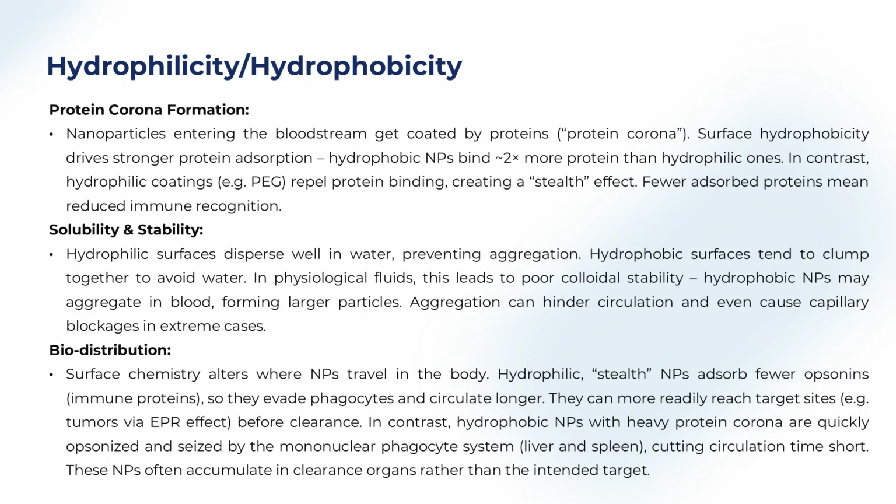The biodistribution will also differ. Surface chemistry alters where nanoparticles travel in the body. Hydrophilic stealth nanoparticles absorb fewer opsonins, so they evade phagocytes and circulate longer. They can more readily reach target sites before clearance. In contrast, hydrophobic nanoparticles with a heavy protein corona are quickly opsonized and seized by the mononuclear phagocyte system. These nanoparticles often accumulate in clearance organs rather than the intended target.